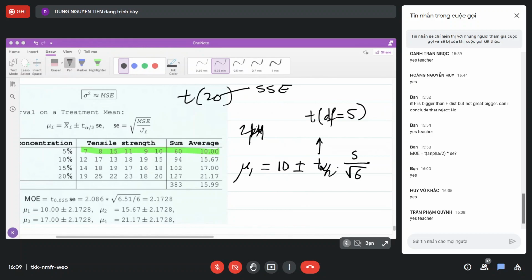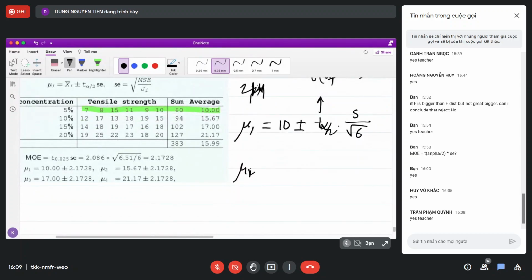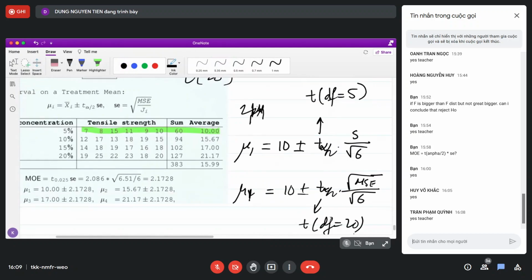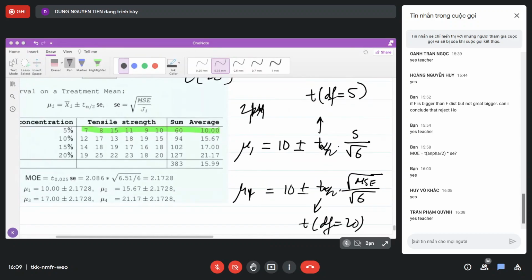Can you tell me if I can find a confidence interval this way, like mu1 equals 10 plus or minus t alpha over 2 times s over the square root of 6? Or I should say mu1 equals 10 plus or minus the t value times the square root of the MSE over the square root of 6. And for this, I use the distribution with degree of freedom 20. What do you think? Can I use both of them?